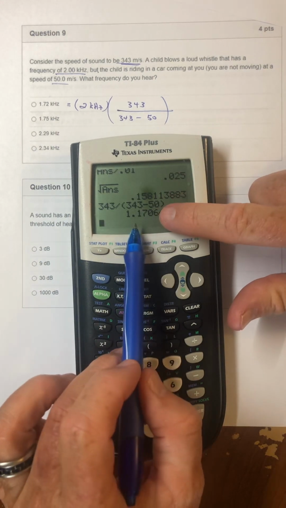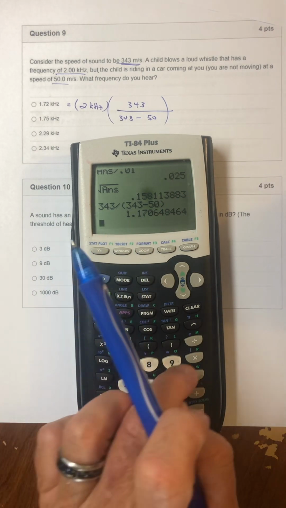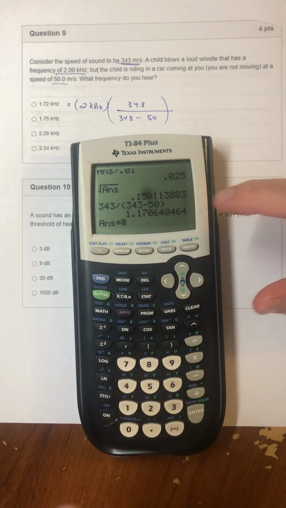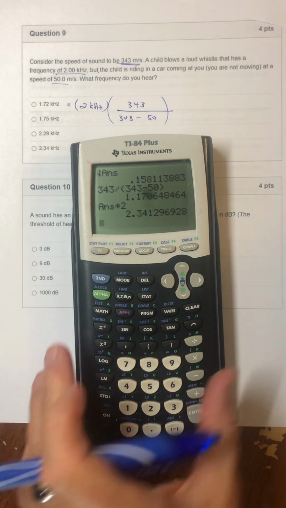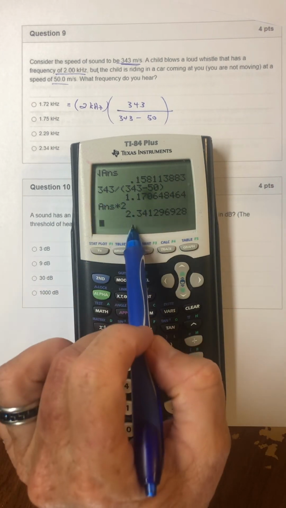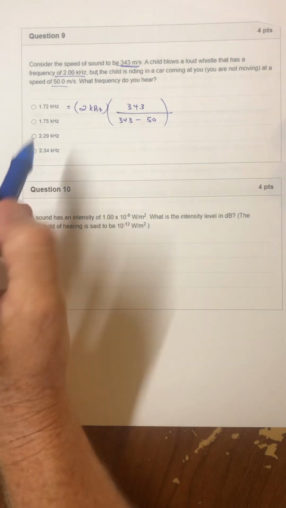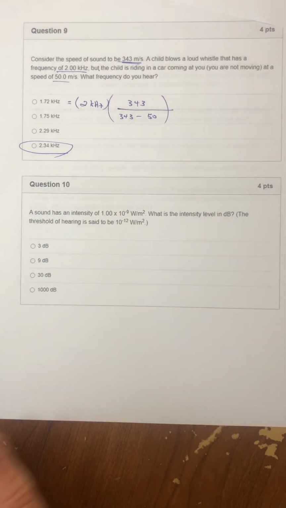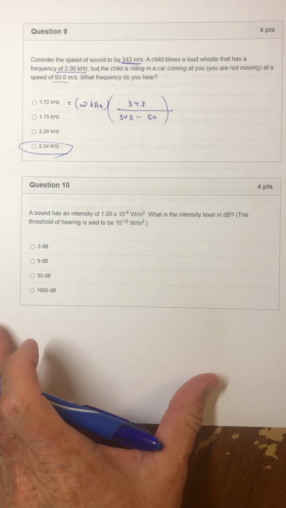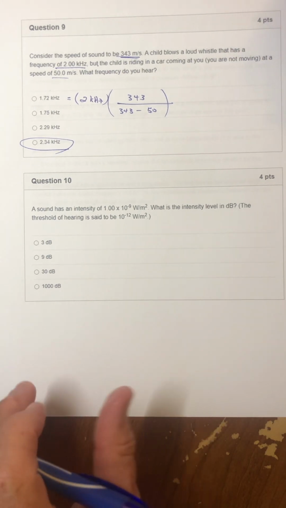So that looks like about a 17% increase. So when I multiply by the 2, it bumps it up to 2,340 hertz, or 2.34 kilohertz, which would be D here for answer number 9.